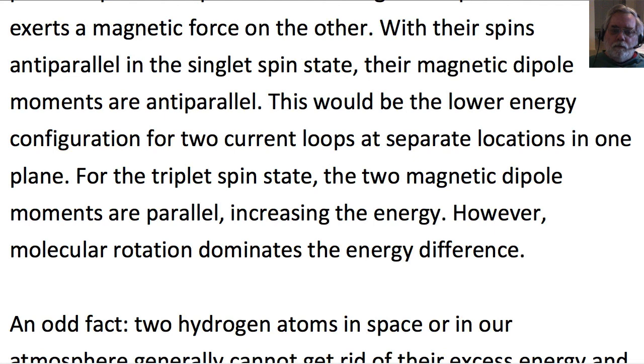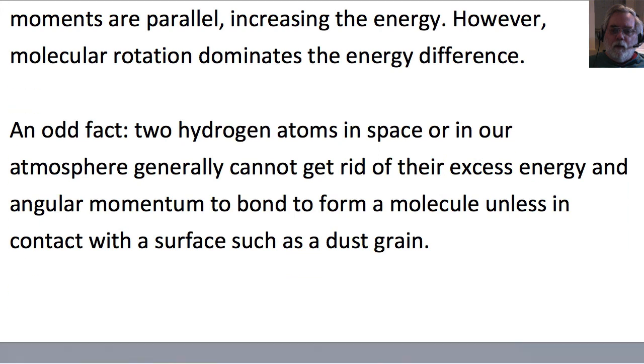For the triplet spin state, the two magnetic dipole moments are parallel, increasing the energy. However, molecular rotation dominates the energy difference, so it's more complicated than we will cover.